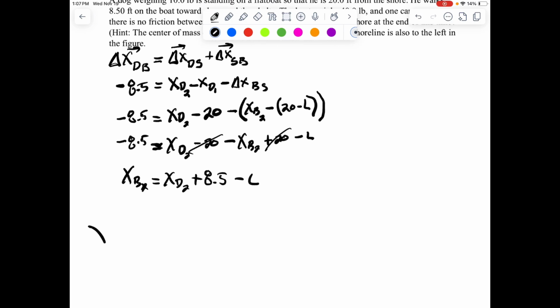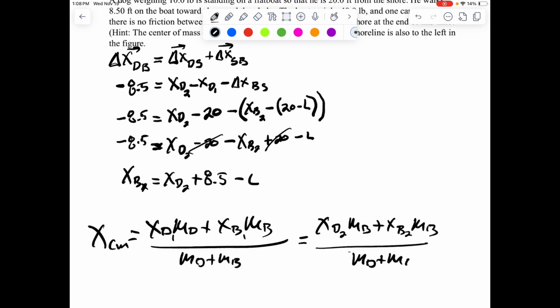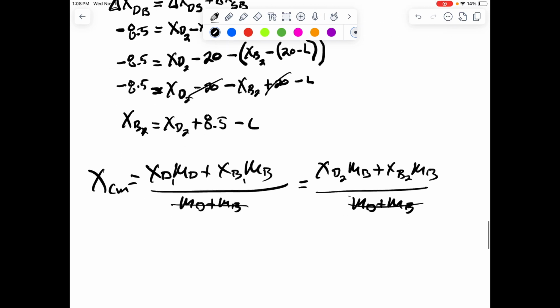So the position of the center of mass is the position of the dog times mass of the dog, plus the position of the boat times mass of the boat, divided by mass of the dog plus mass of the boat. And that center of mass is not going to change. So if this is ones, that's going to equal position dog 2 times mass dog plus position boat 2 times mass boat over mass of the dog plus mass of the boat. Well, that denominator is the same, so that doesn't matter. So now I can put in everything I know up here.